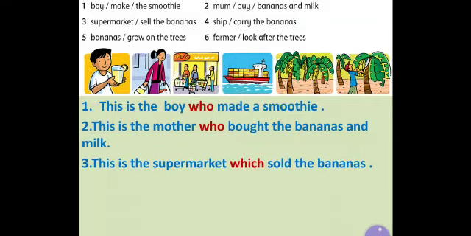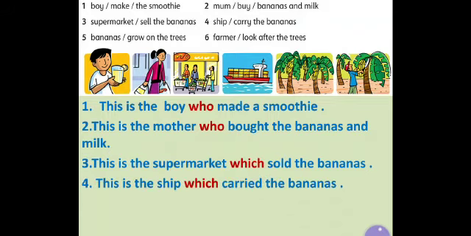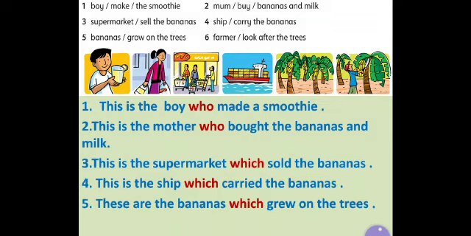The next, this is a supermarket which sold the bananas. Of course, here we can use which because it is just a thing. The next, this is a ship which carried the bananas. Of course, you can use which because a ship is a thing. These are the bananas which grew on the trees. Of course, you can use which here.